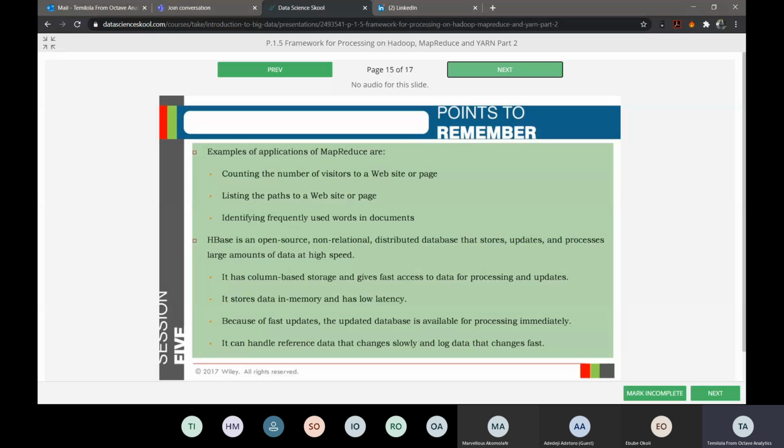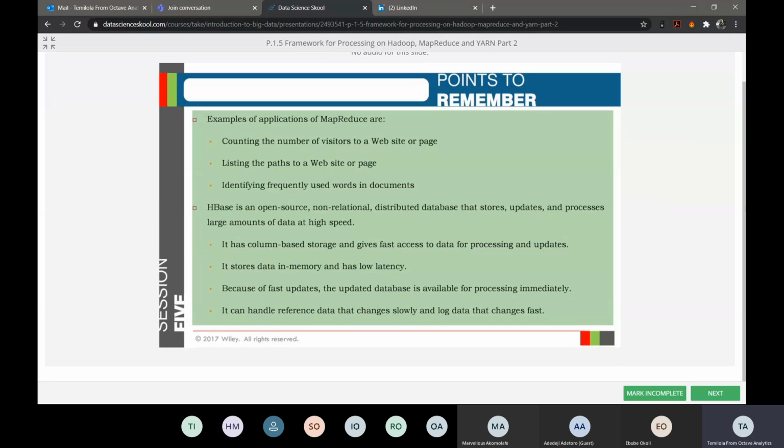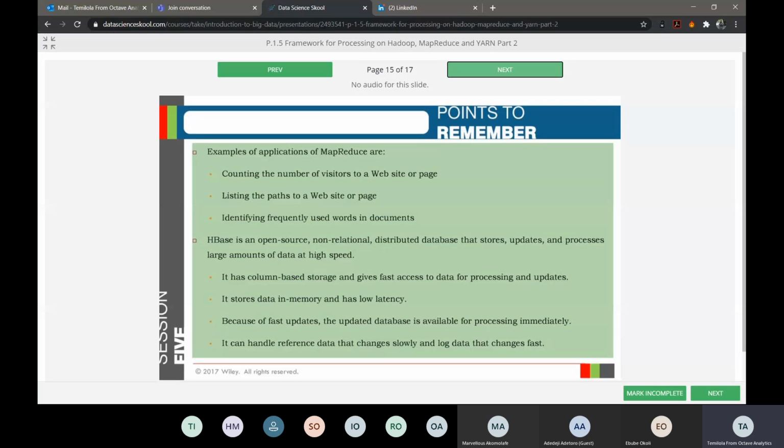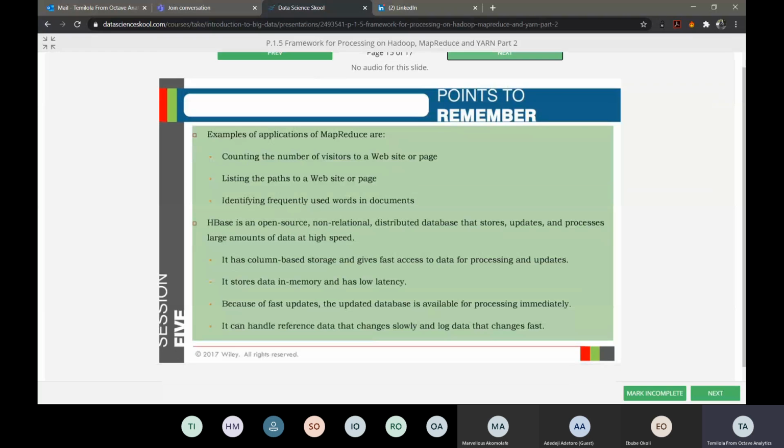Then I also gave examples of applications of MapReduce, like counting the number of visitors to a website or page. Then I also spoke about the advocacy group, which was listing the paths to a website or page. Then identifying frequently used words in a document. We saw that in the example that was explaining the MapReduce process.